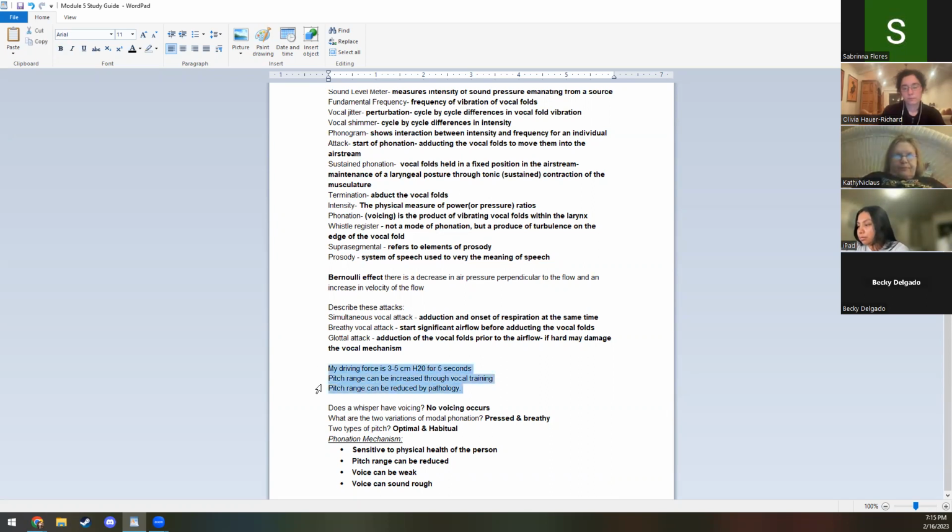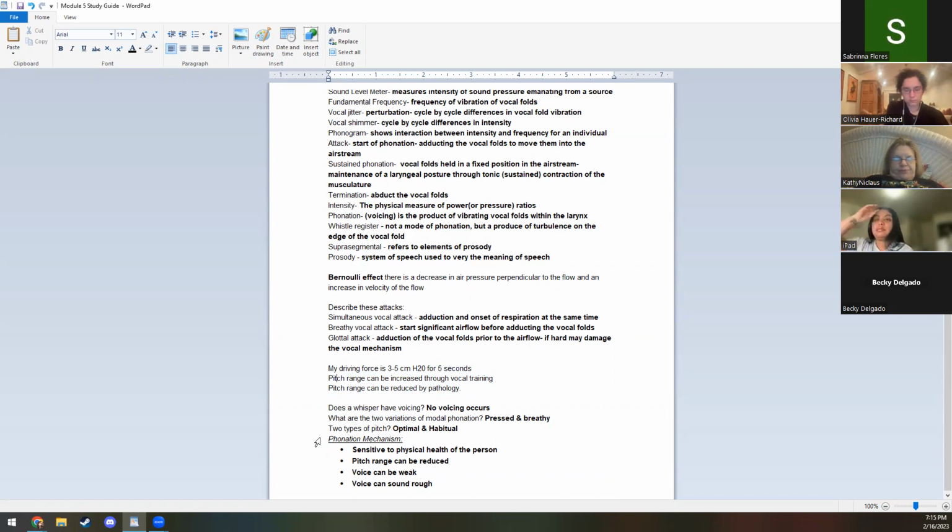And then this is also need to know, driving force is between 3 to 5 centimeters H2O for 5 seconds. Pitch range can be increased through vocal training, and it can be reduced by pathology. Does a whisper have voicing? No, voicing does not occur during whisper. What are the 2 variations of modal phonation? It's pressed and breathy, and then 2 types of pitch, optimal and habitual.